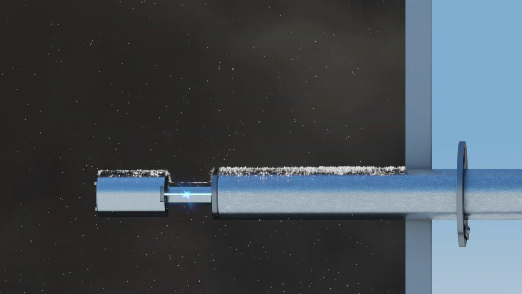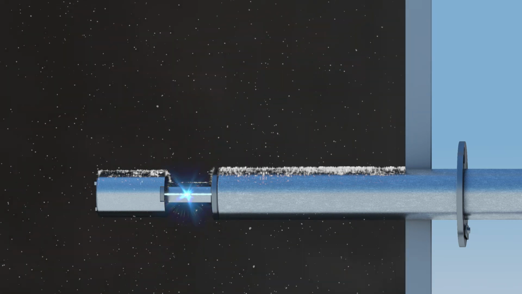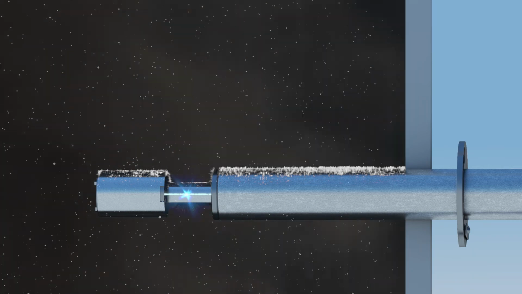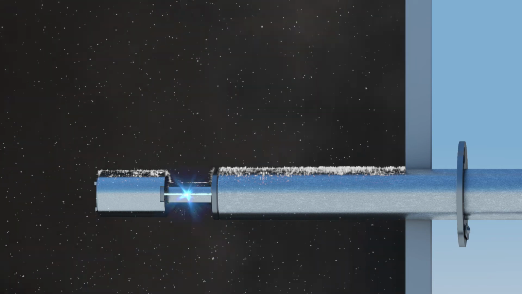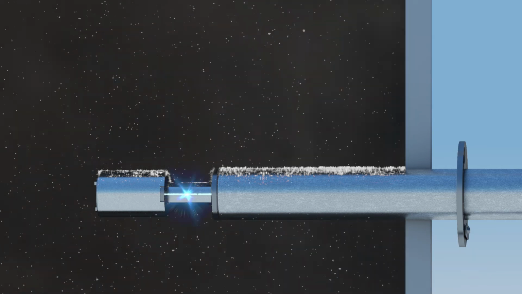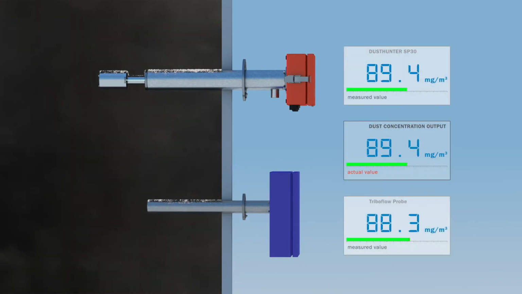Here the measuring optics are rinsed constantly with cleaner air and thus protected from contamination. Possible residue on the probe tube has no influence on the measuring result due to the principle of the scattering light measurement. The DUSTHUNTER SP30 thus supplies the more reliable measurement values in this case also.